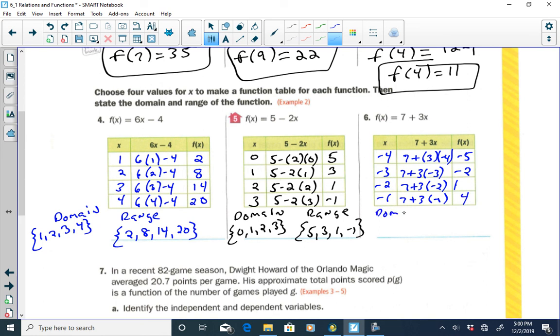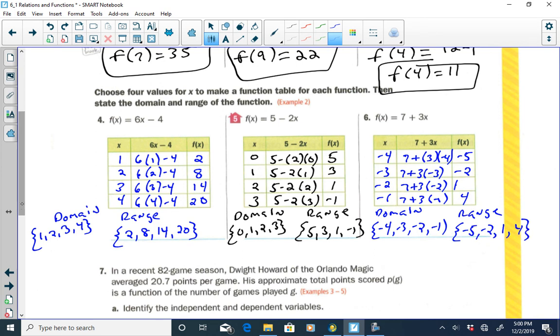So our domain values are negative 4, negative 3, negative 2, and negative 1. Our range values are going to be, what do we have? Negative 5, negative 2, 1, and 4 for the range.